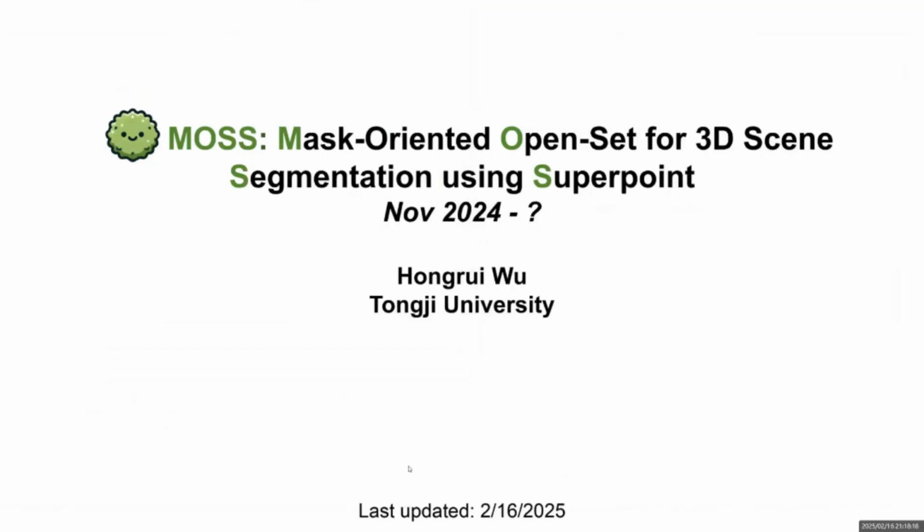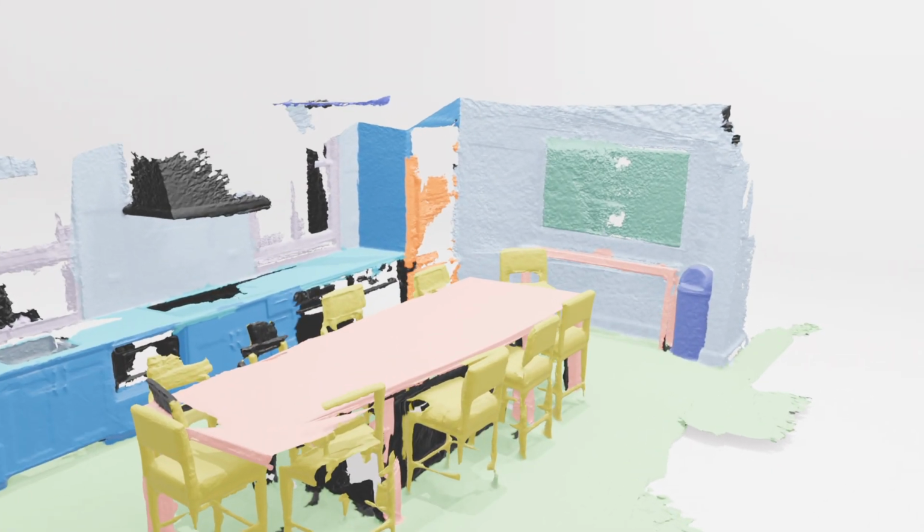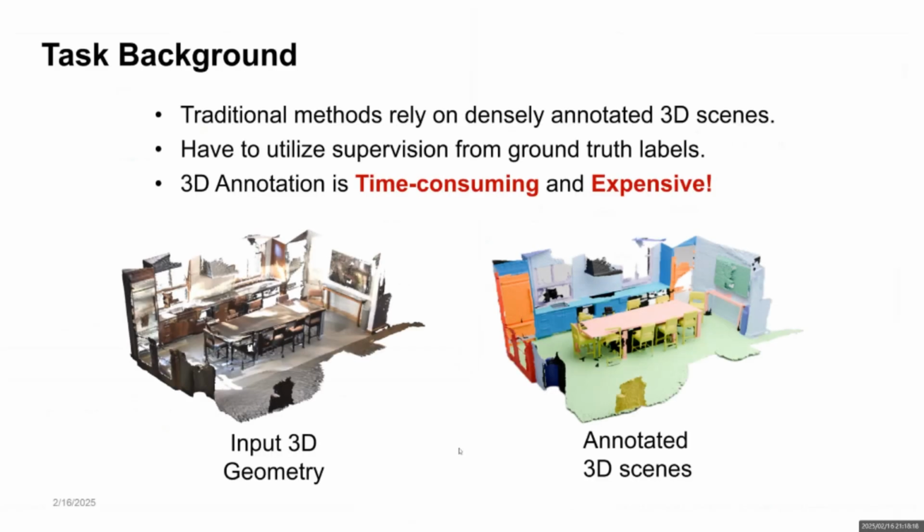Hi everyone. In this video, we will present a novel framework for open-set 3D scene semantic segmentation, MOS, which means mask-oriented open set for 3D scene segmentation using superpoints. Traditional approaches to 3D scene understanding utilize supervision from dense annotation, which is quite time-consuming and expensive.